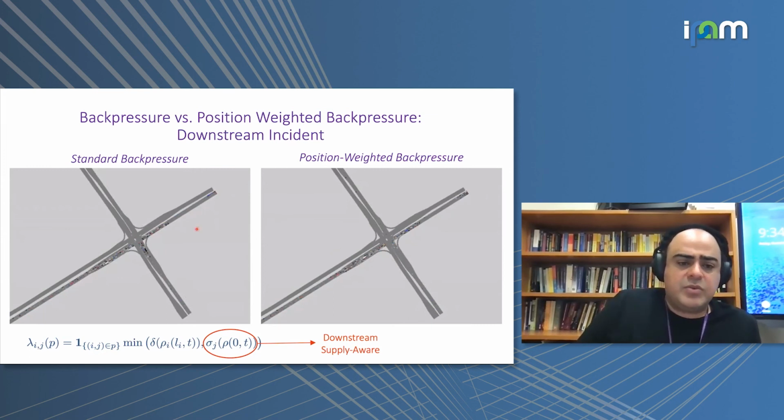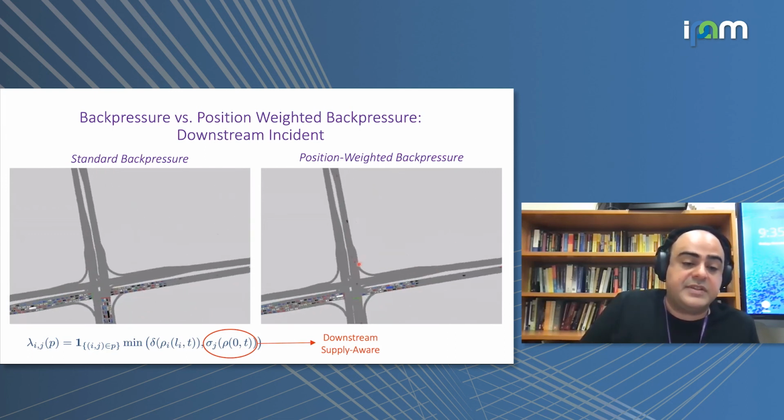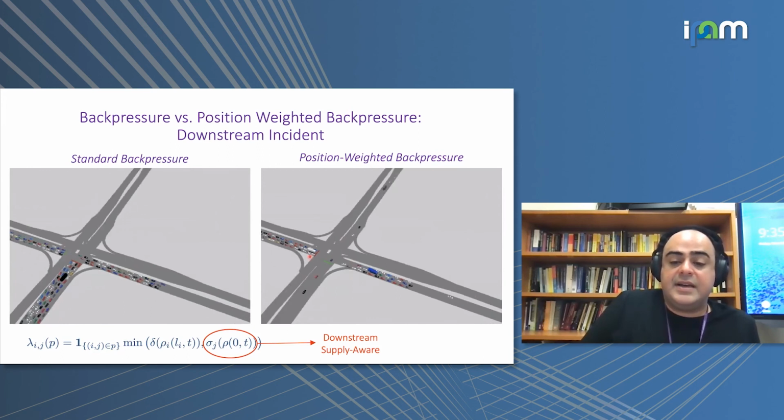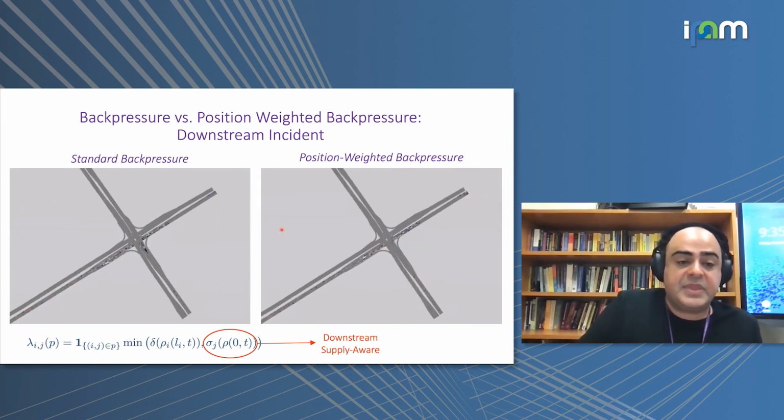And this becomes a little more pronounced if I have an incident. Here we're simulating a situation where there's a traffic incident over here. So the downstream queue size is relatively small, and so the standard backpressure will assign green to this approach, even though vehicles cannot move from here to here. Whereas here, it can see that there's no supply, so it'll try to starve this approach to allow vehicles to move along. So that's one of the benefits of looking at how vehicles are distributed along the spatial dimension of the network.